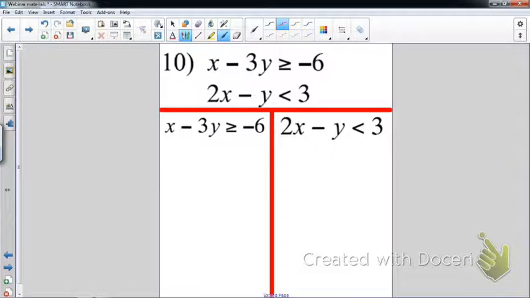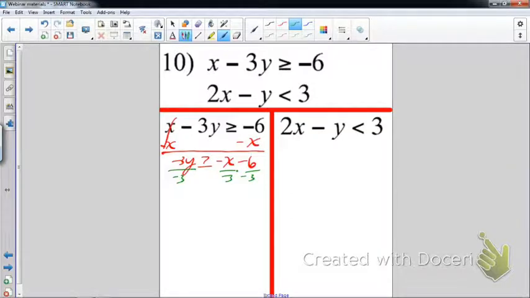What I want to do is solve for y, okay? So I'm going to use the subtraction property of equality. I'm going to simplify that, and then I end up with negative 3y that is greater than or equal to negative x minus 6. And then I am going to use the division property of equality, where I get to divide everything by a negative 3.